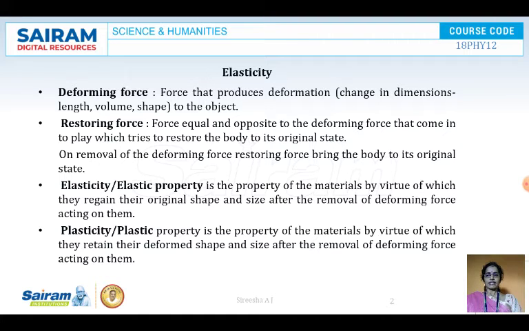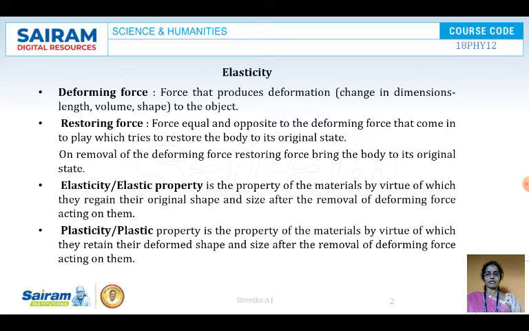Next is elasticity, or elastic property. Now we have seen that the restoring force and deforming force are equal and opposite forces, and the restoring force tries to bring the body back to the original state. Elasticity is a property of a material by virtue of which it regains its original shape and size after the removal of the deforming force acting on it. This phenomenon of regaining the original shape after removal of the deforming force is called elasticity, also called elastic property.